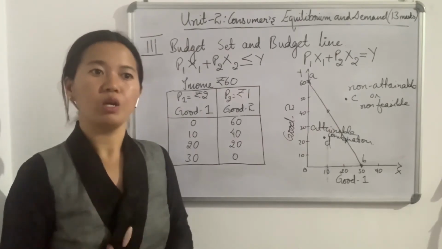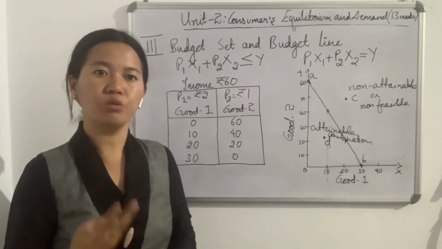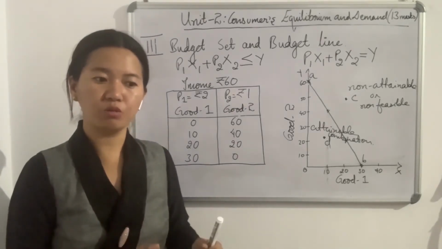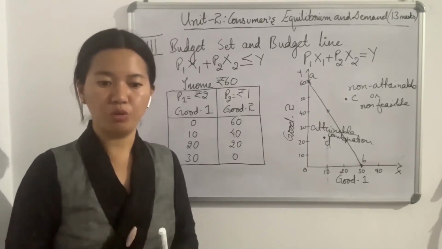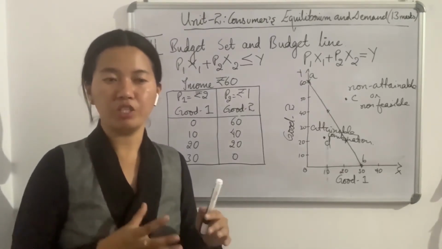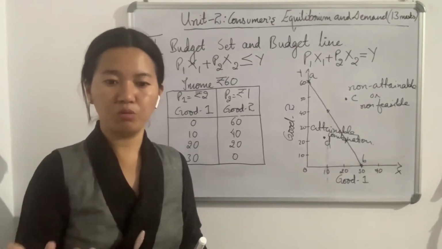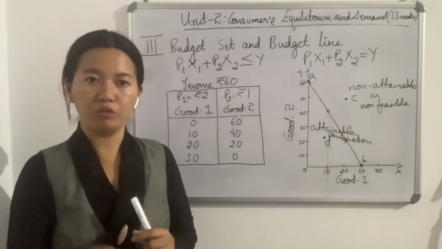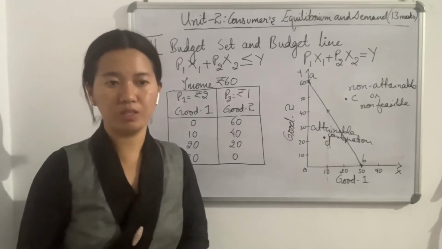It shows how a consumer is able to purchase two goods given his income and also the prices of two goods. In order to purchase something, one should know how much he or she has in his pocket and also the prices of the two goods, how much these two goods are costing, so that he will be able to balance his budget accordingly. So this is the budget set.